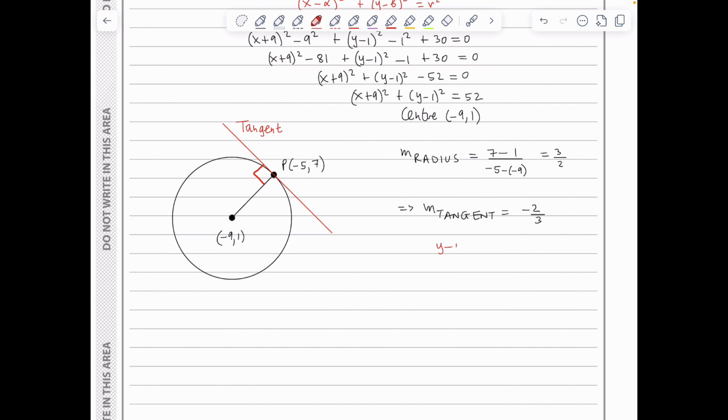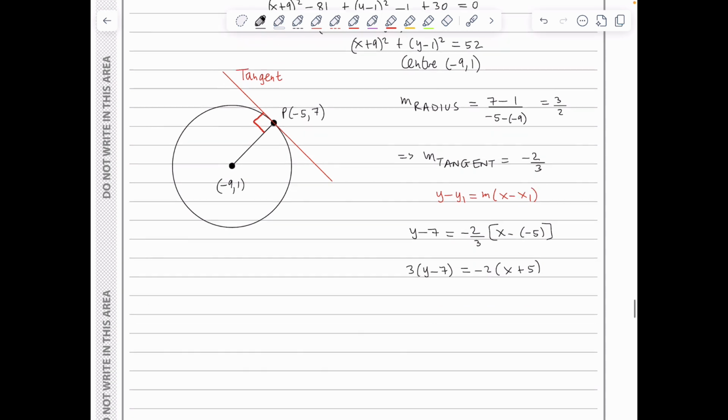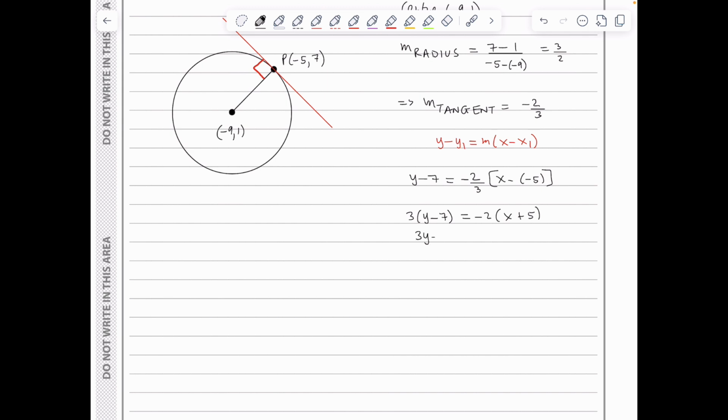So we're going to use y minus y1 is m times x minus x1. So we are looking at y minus 7 being equal to negative 2 over 3 times x minus the negative 5. I will cross multiply to get 3 brackets y minus 7 is equal to negative 2 times x plus 5. Let's expand the brackets to get 3y minus 21 is negative 2x minus 10, taking me to 3y plus 2x minus 11 is equal to 0.